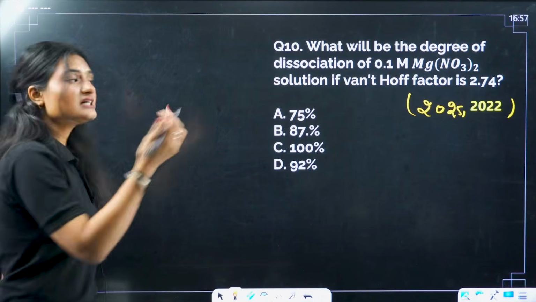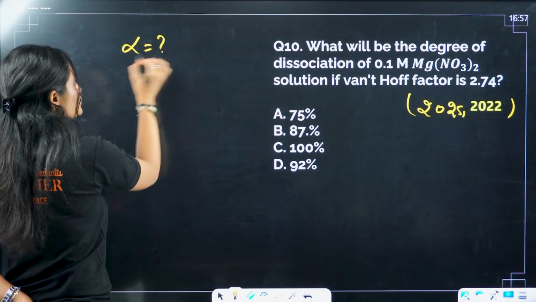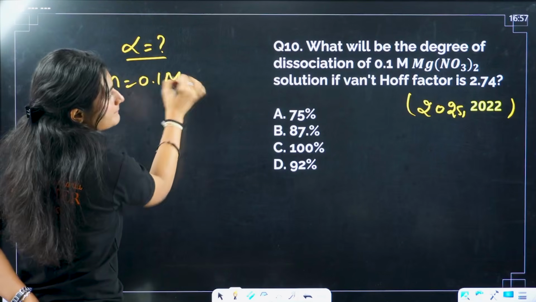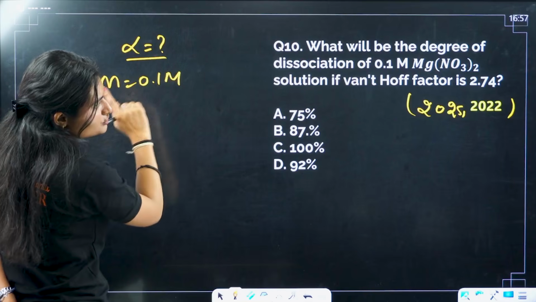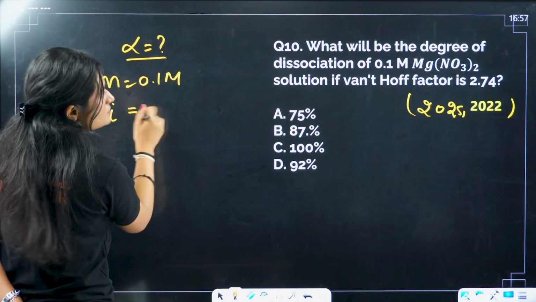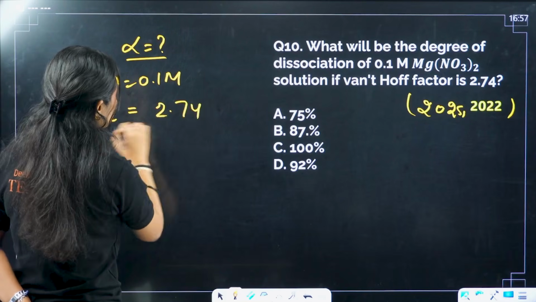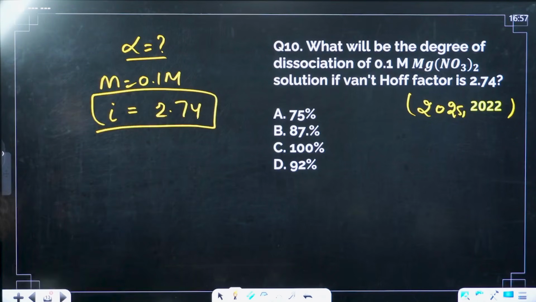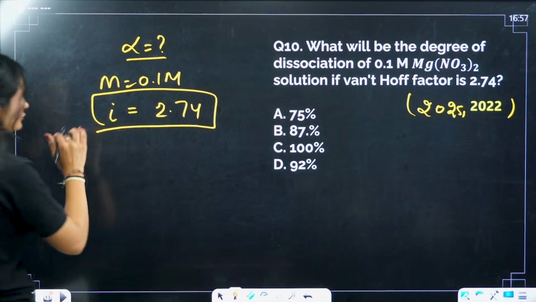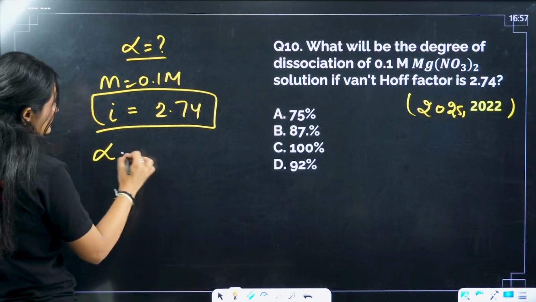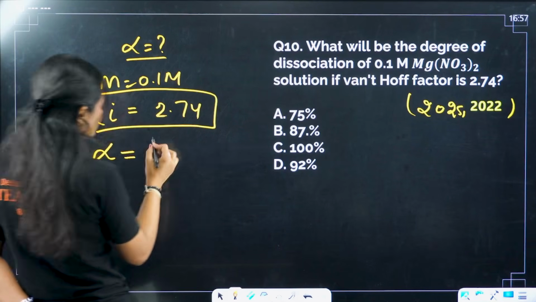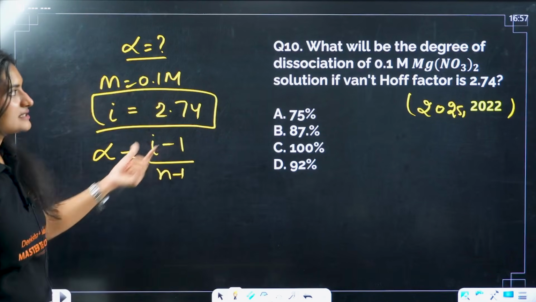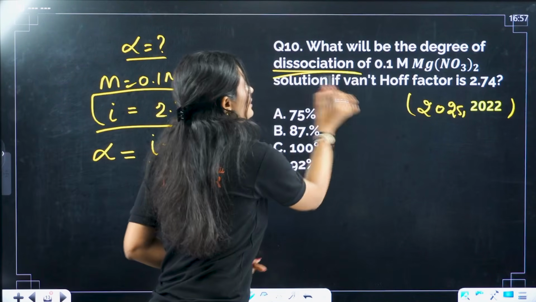We are asked the degree of dissociation, right? And what are we given? The molarity is given, which is 0.1 m, of this solution, and the Van 't Hoff factor i value is also given, which is 2.74. Now alpha is being asked. We know the degree of dissociation is related to the Van 't Hoff factor as alpha equals (i minus 1) upon (n minus 1). Why did I use this? Because it's written dissociation.